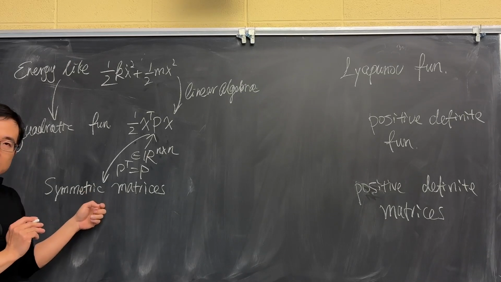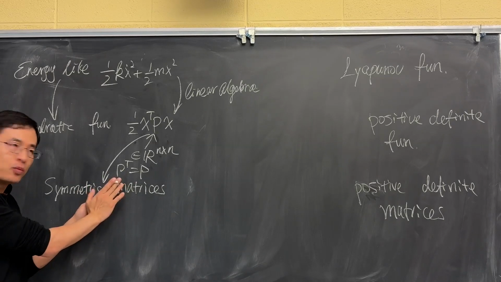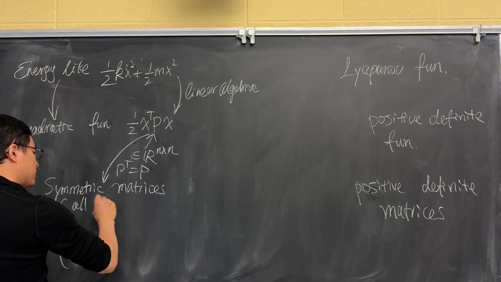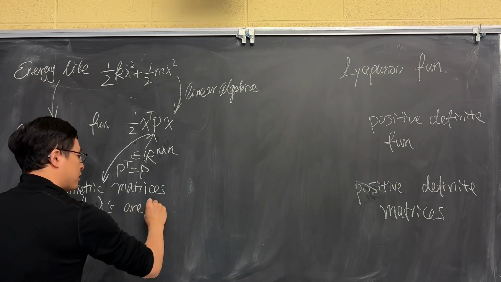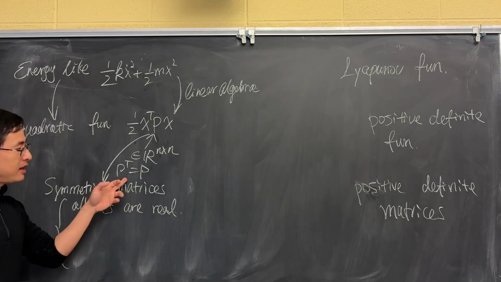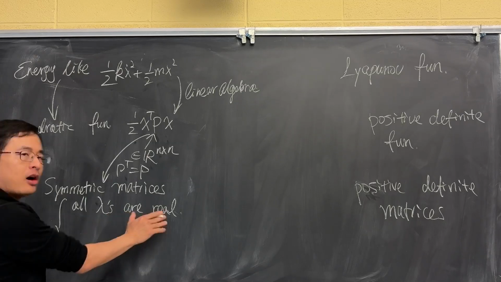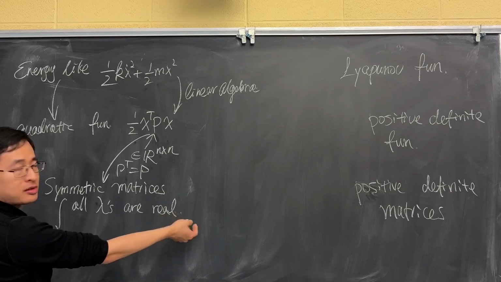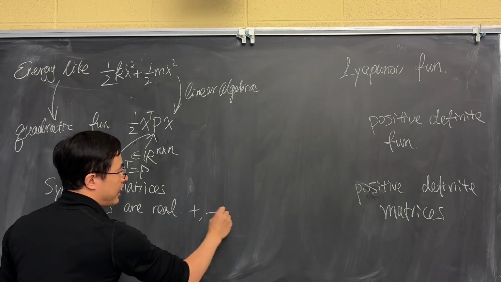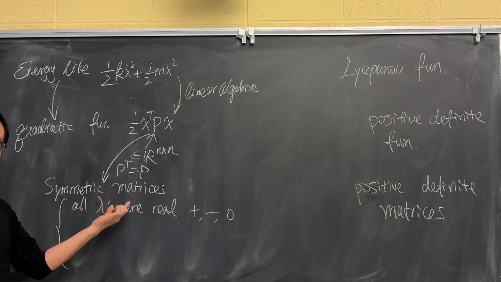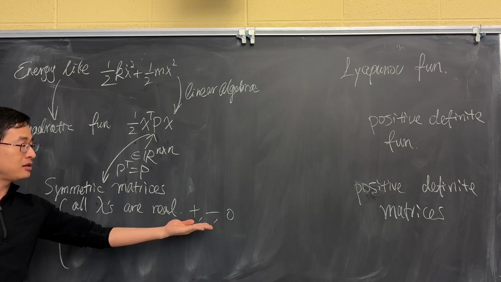And once a matrix is in symmetric form, we have these advanced properties. First of all, we know that all eigenvalues, all lambdas, are real. So there won't be any complex eigenvalues appearing here. What's more, because eigenvalues are real, we can actually order them. Real numbers can be positive, negative, or zero. So we can order these eigenvalues according to their size and magnitude.